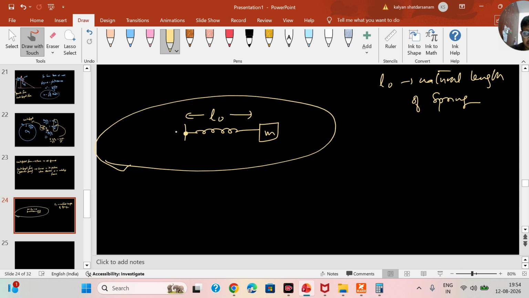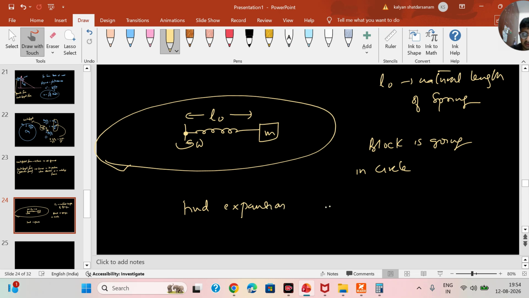So the block is being rotated with an angular speed omega. The block is going in a circle. Angular speed is given. Natural length of the spring is given. Find the expansion in the spring. This is the question. And this is a smooth table, no friction.